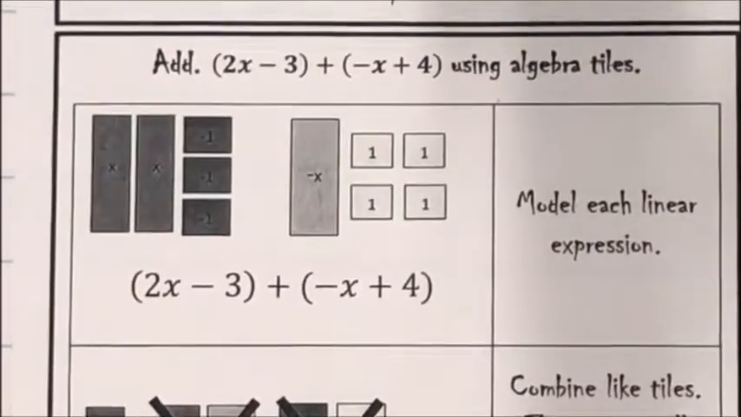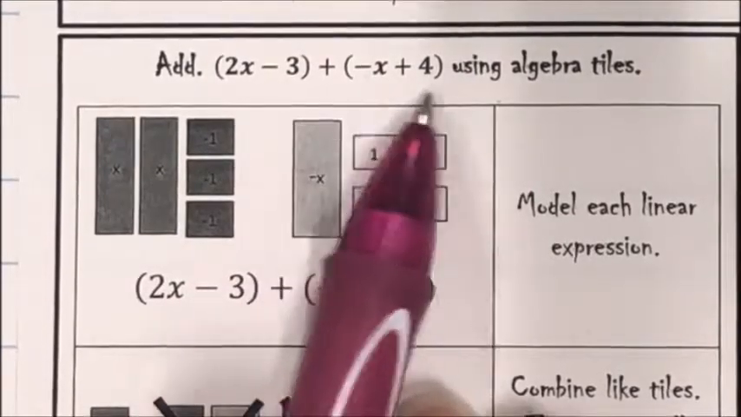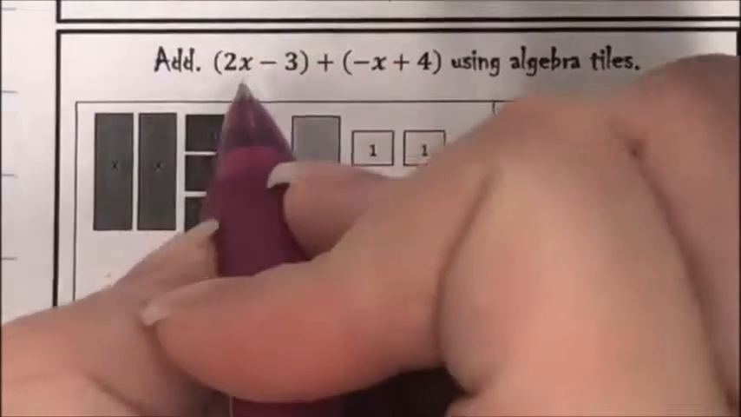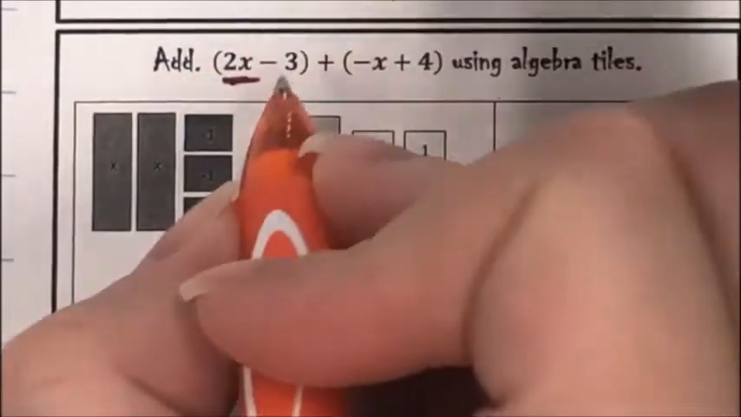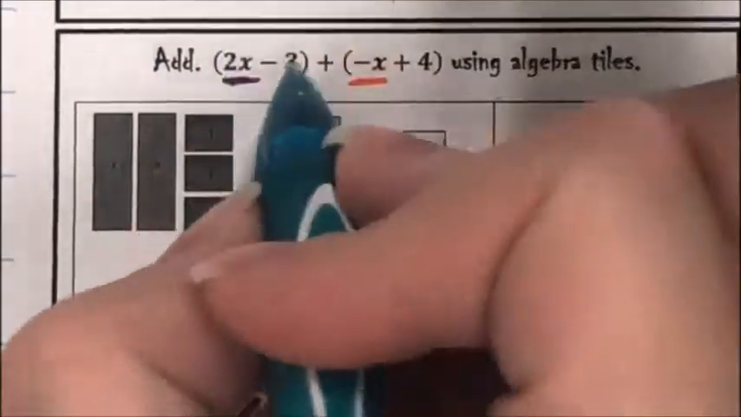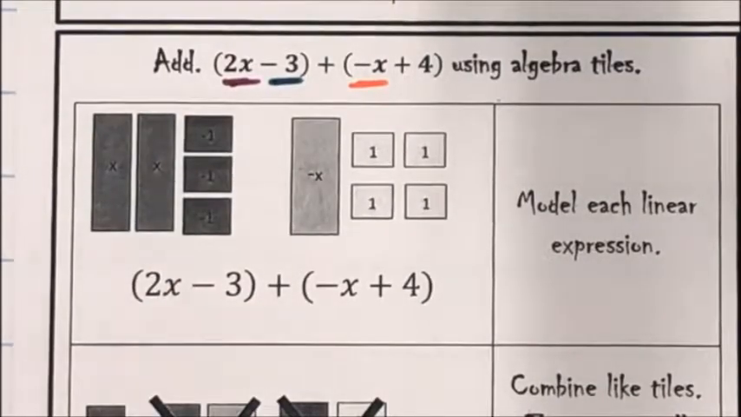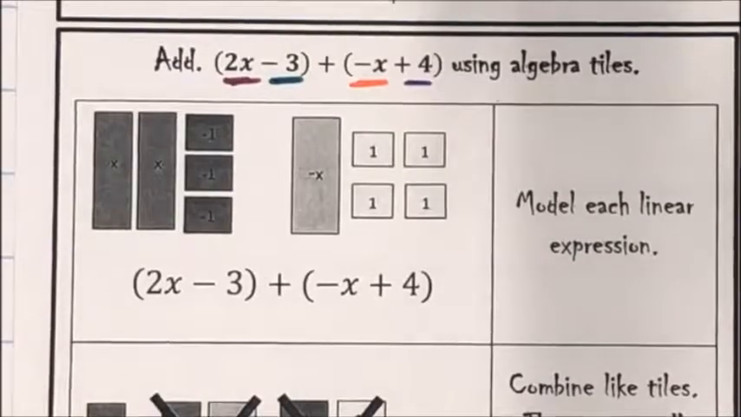My first example says add 2x minus 3 and negative x plus 4. I have a bunch of different colors here. I'm going to have one color to represent my positive x's, one to represent my negative x's, one to represent my negative 1's, and one to represent my positive 1's. So I have a couple different colors.